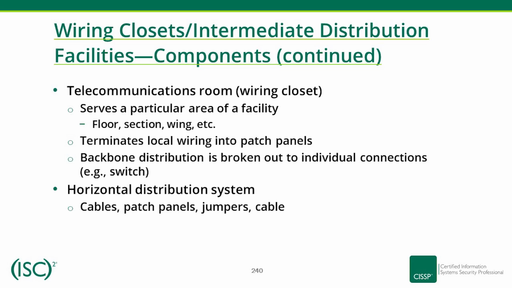Facilities components, continued. Telecommunications room, wiring closet: serves a particular area of a facility (floor, section, wing, etc.). Terminates local wiring into patch panels. Backbone distribution is broken out to individual connections, for example, switch. Horizontal distribution system: cables, patch panels, jumpers, cable.